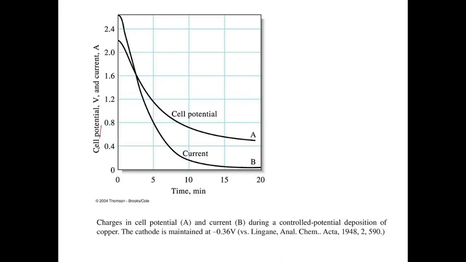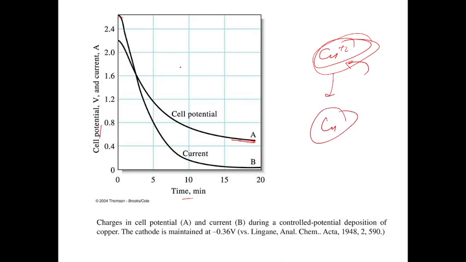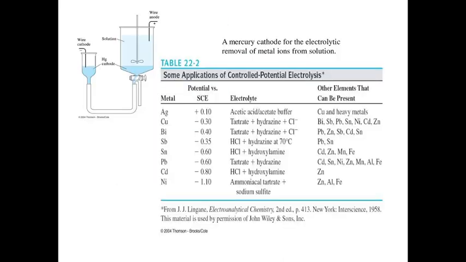Initially, this is a plot between cell potential and time. The potential will decrease, and after some time it will remain constant. But the current: suppose it is copper plus 2 in the analyte. If the copper plus 2 concentration is sufficiently high, then the current will be high. But after some time, copper plus 2 is converted to copper metal, so the electrolyte concentration decreases, and the current also decreases. After some time it will reach towards 0, because most of your copper plus 2 has been converted to copper.